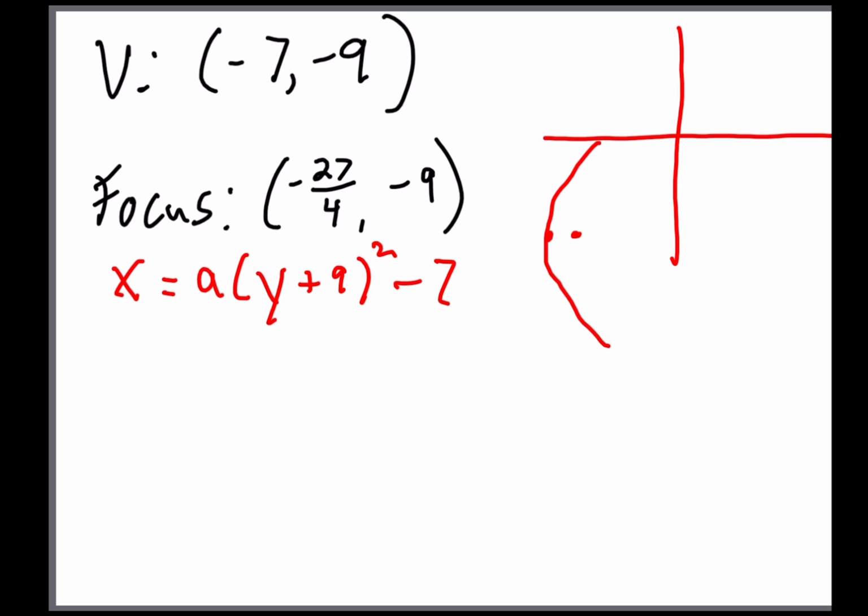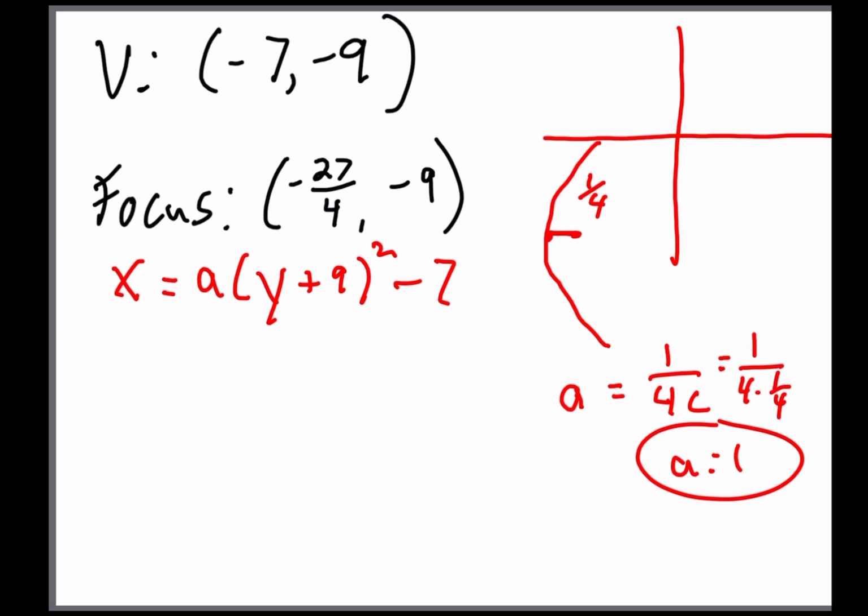Now we have to find that a value. The a value is going to equal 1/(4c). My c value is the distance from here to here. That distance is 1/4. So that's 1/(4 times 1/4), so a is equal to 1. So x is equal to 1 times (y plus 9) squared minus 7.